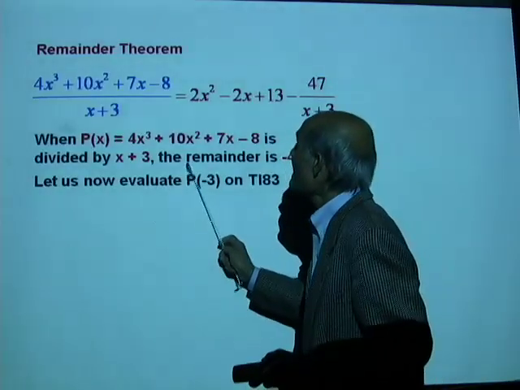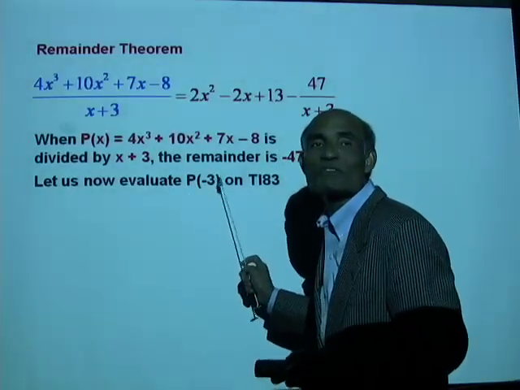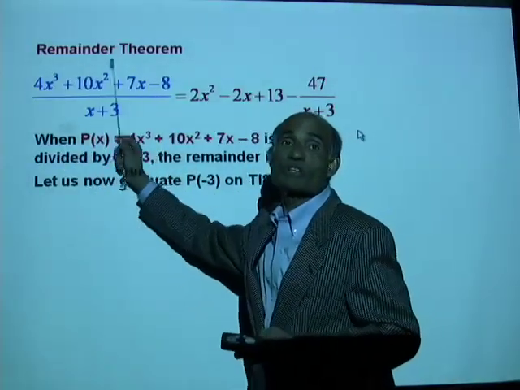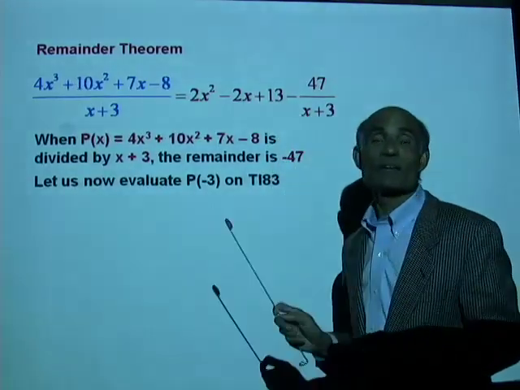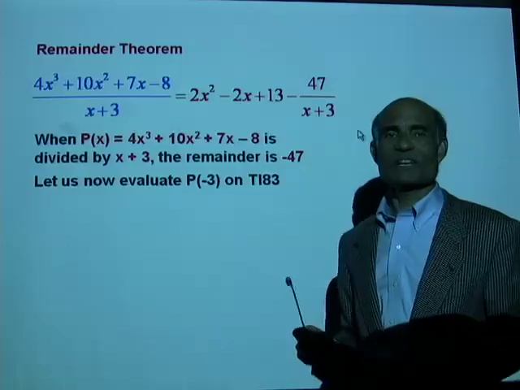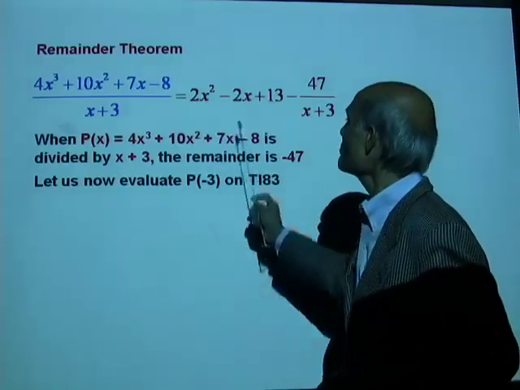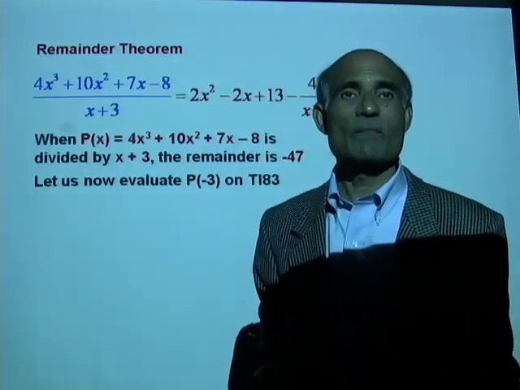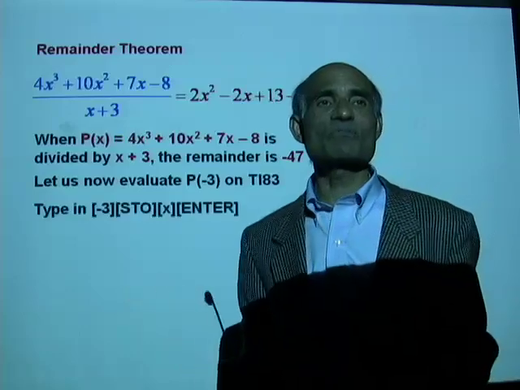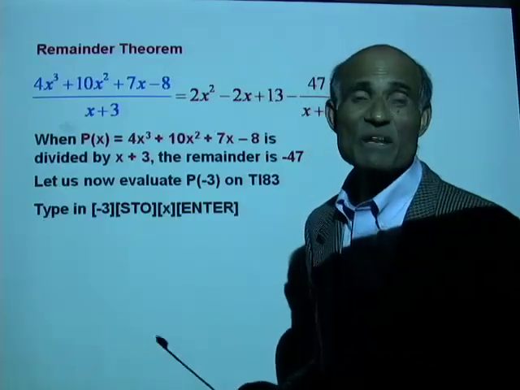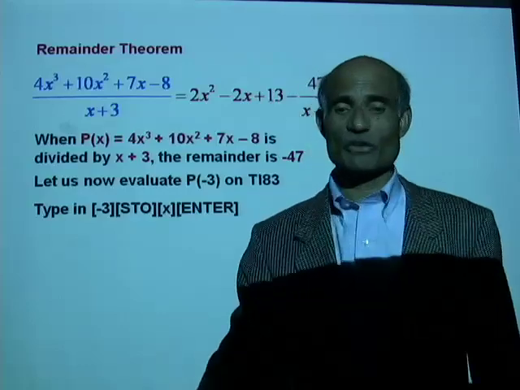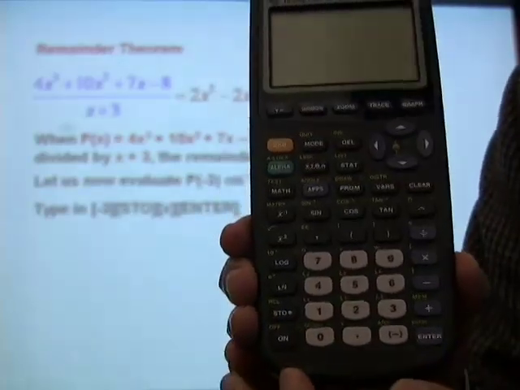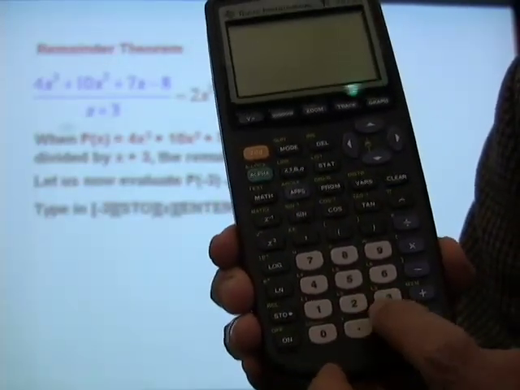Now, let us calculate p of negative 3. What does p of negative 3 mean? The value of the polynomial function when x equal to negative 3. Now, how do you do that on a calculator? Do you know how to find the value of a polynomial like this on the calculator? Well, take out your calculator now and follow the steps that I'm going to give you. Now, type in negative 3, store x. Now, well, try and follow this step. Type in negative 3, that will be negative 3.